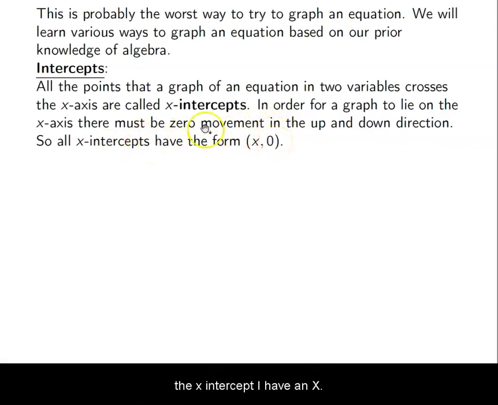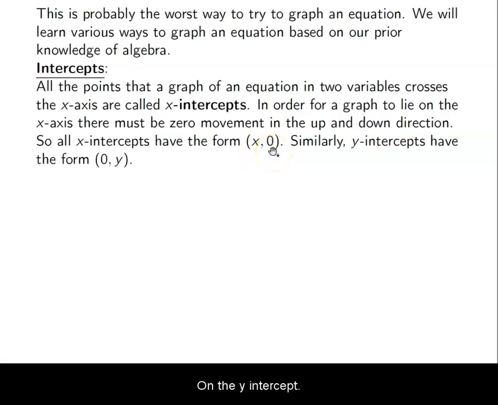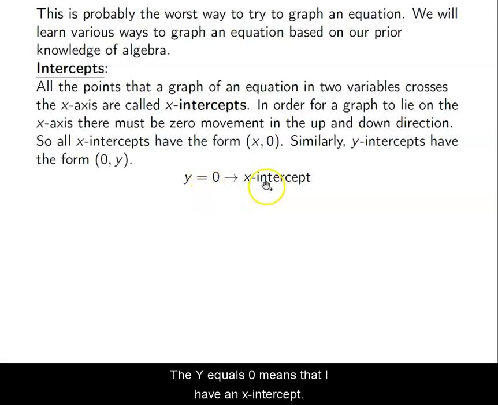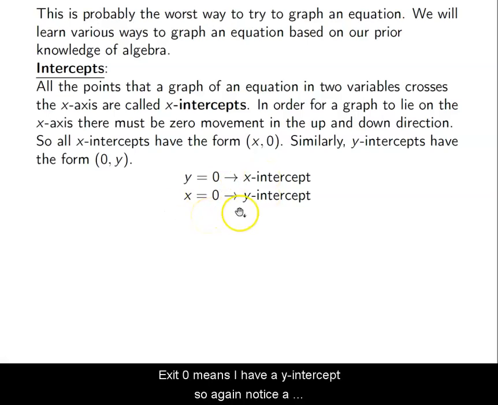So on the x-intercept, I have an x, no y. On the y-intercept, I have a y, but no x. Okay, so x is 0 for a y-intercept, y is 0 for an x-intercept. So y equals 0 means that I have an x-intercept. Okay, here, y is 0. X is 0 means I have a y-intercept.